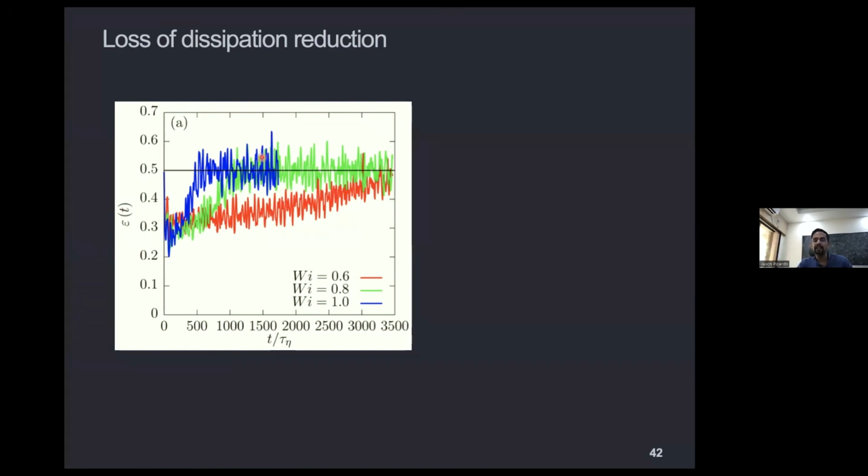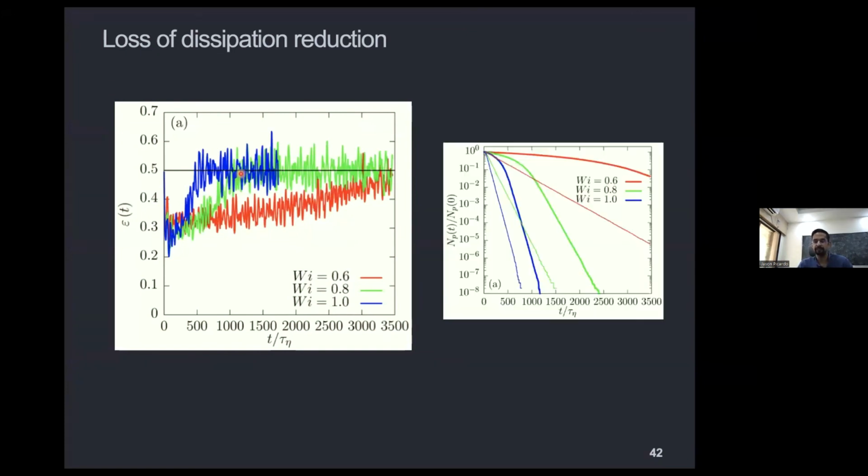On the other hand, if you take a large Weissenberg number polymer like the blue curve, so contrast the red and blue curve, you take a large Weissenberg, easily stretchable polymer, then initially you get a larger dissipation reduction. You see the blue curve is below the red, but it also breaks up faster, and so you lose the effect quickly. So what this tells us is that if you want some kind of time averaged net drag reduction so that your overall power benefits are maximized, then you need an intermediate Weissenberg number, something like the red curve or the green curve, which gives you significant dissipation reduction, but also lasts for a long time.